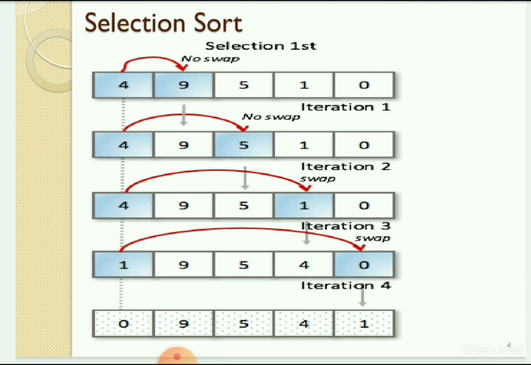So 4 I am comparing with the 9. Zeroth element compared with the first element. So 4 is compared with 9. 4 is less than 9, so we do not need to swap the elements. Okay, it is the result after the first iteration.